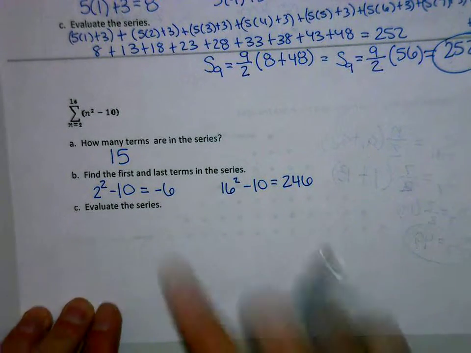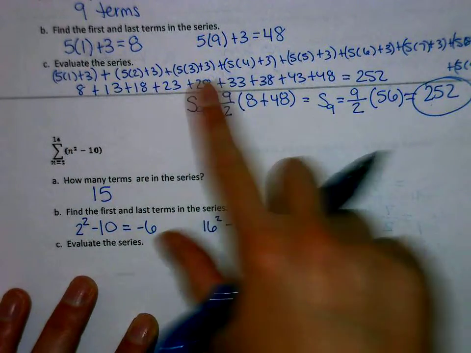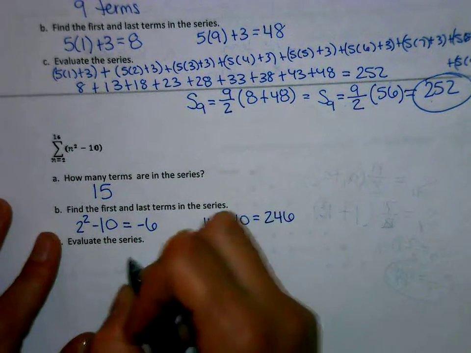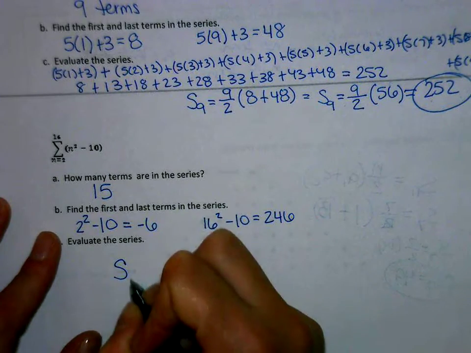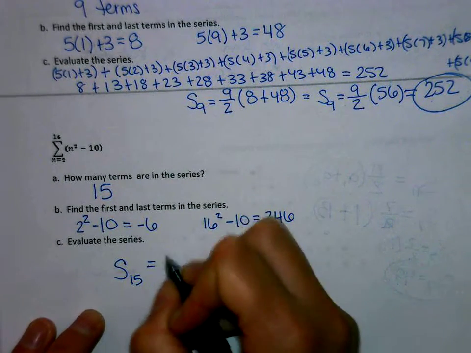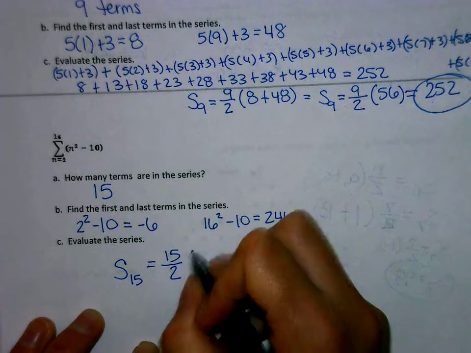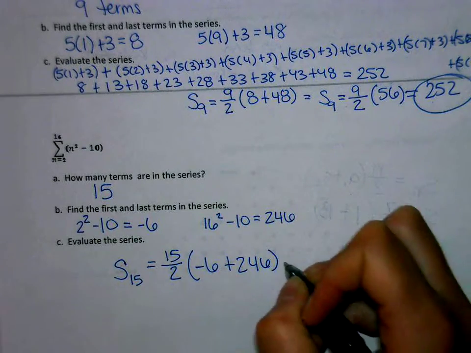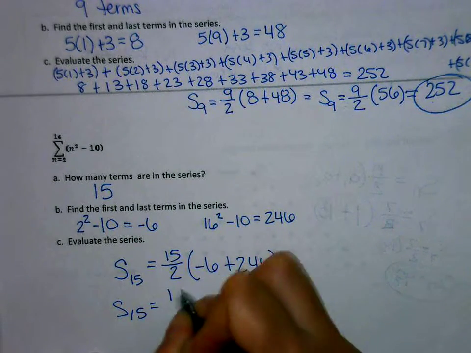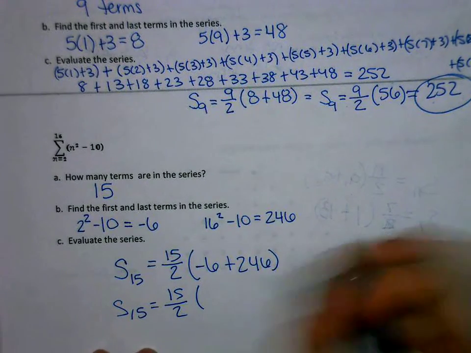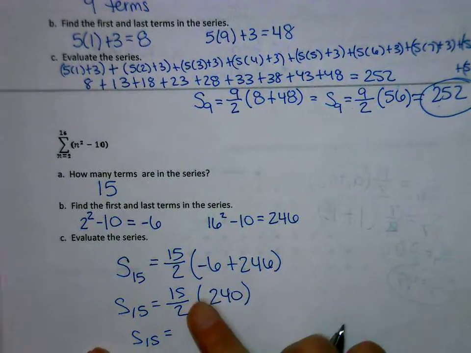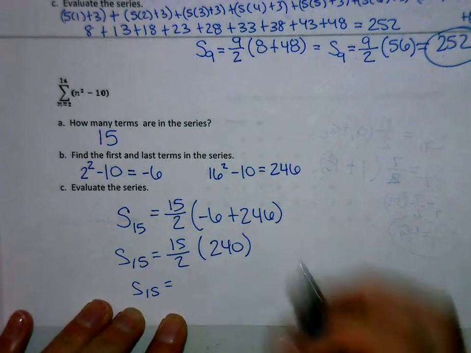So we want to evaluate the series. We could go through and write down all 15 terms, solve them, and then add them together, but let's use our shortcut using the formula. We want to find the series of 15 terms. So it's 15 divided by 2. Our first term is negative 6, and our last term is 246. Adding negative 6 plus 246, we get 240. When we do 15 divided by 2 times 240, we get 1,800.